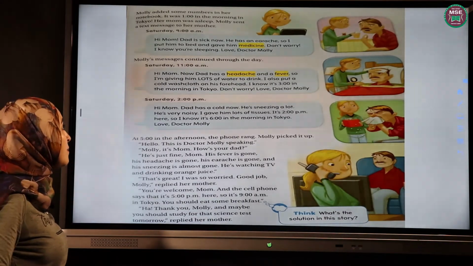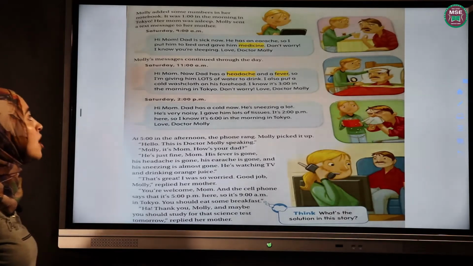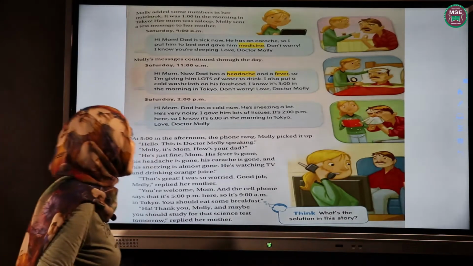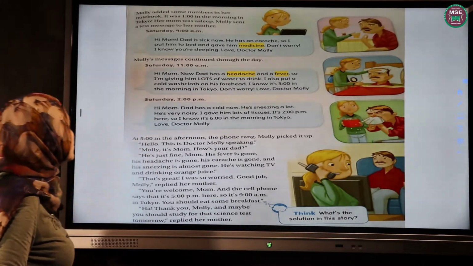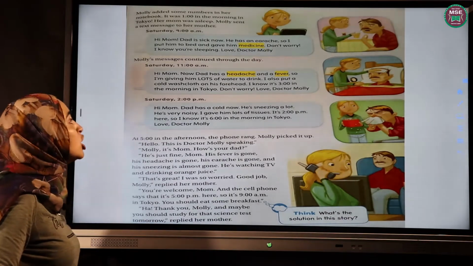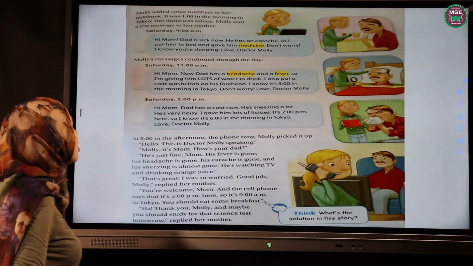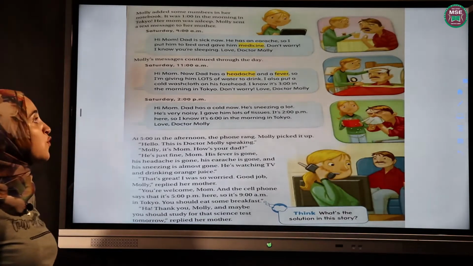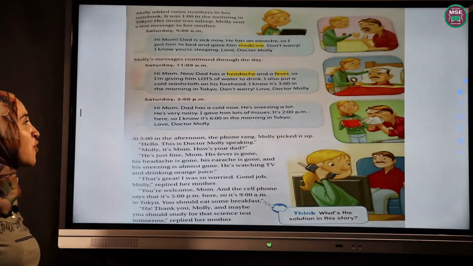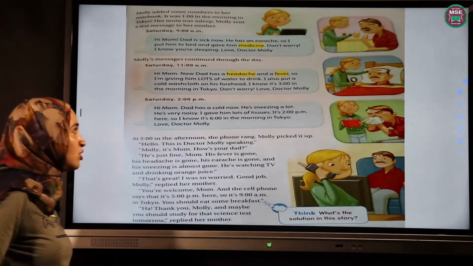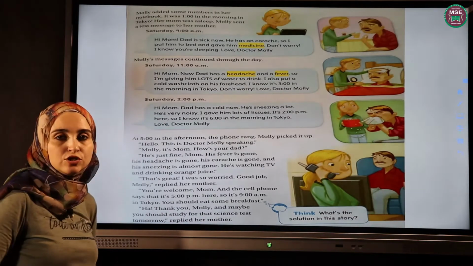Molly's messages continued through the day. "Saturday, 11 a.m. Hi, Mom. Now Dad has a headache and a fever, so I'm giving him lots of water to drink. I also put a cold washcloth on his forehead. I know it's 3 in the morning in Tokyo. Don't worry. Love, Dr. Molly."